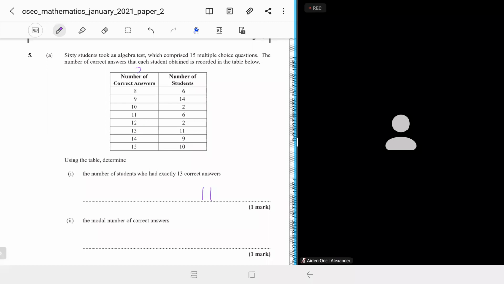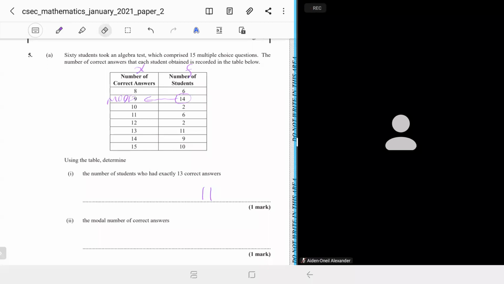So over here, these are the scores. These are the frequency. The mode is not a frequency. It is the score that corresponds to the highest frequency. The highest frequency is 14. So this guy right here is your mode. Beautiful. The 9 occurred most.